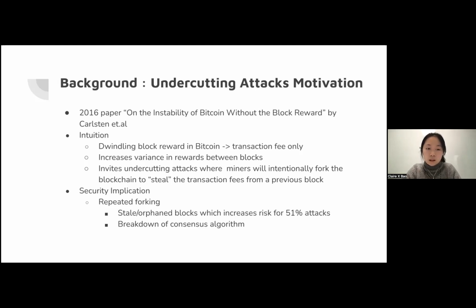fork. Now, the security implication of this attack is kind of frightening, because undercutting attacks promote repeated forking of the blockchain, and this can lead to lots of stale and orphan blocks being left over, which increases the risk for other attacks, such as 51% attacks, and in extreme cases can lead to the breakdown of the consensus algorithm if the forking happens so often.